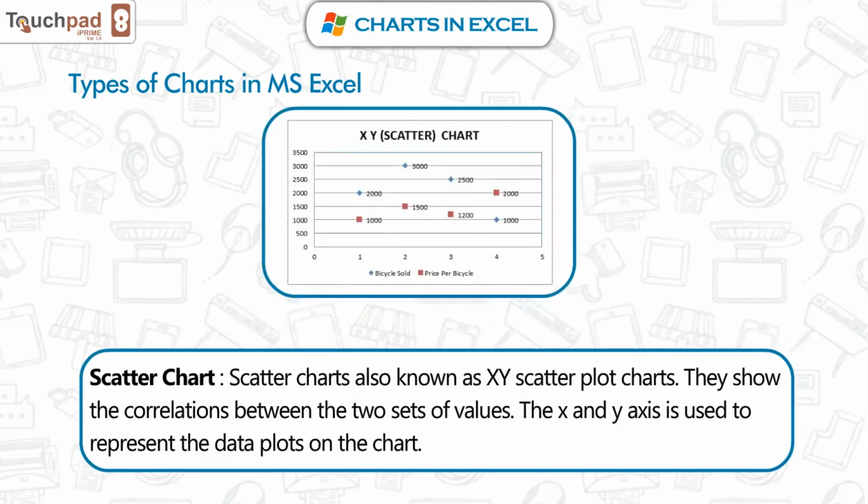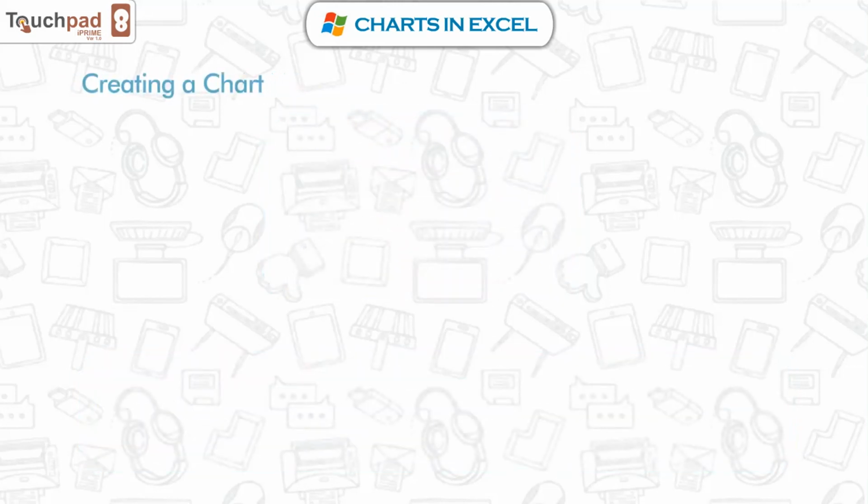Scatter chart. Scatter charts, also known as XY scatter plot charts. They show the correlations between the two sets of values. The X and Y axis is used to represent the data plots on the chart.